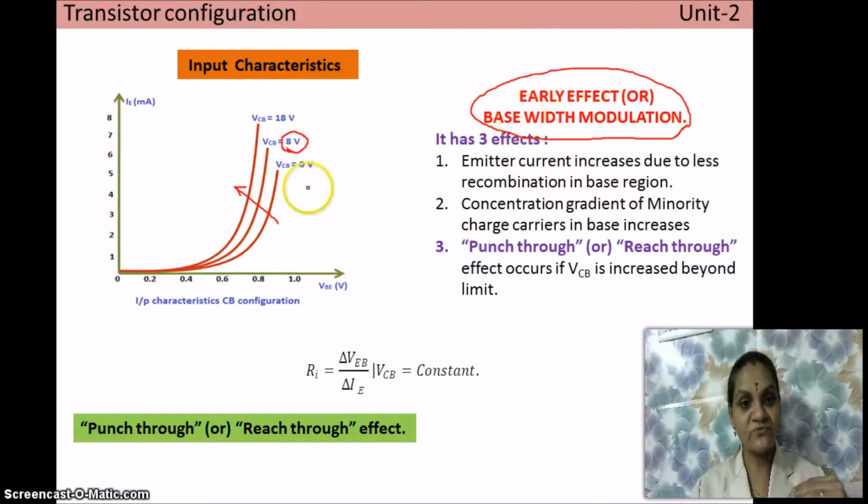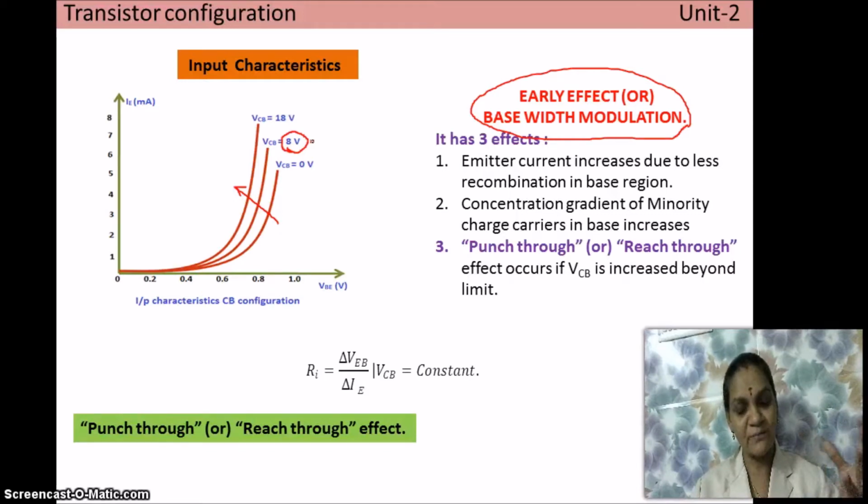So because of that, if we increase the reverse bias voltage, compared to the depletion layer existing for 0 volt, now for 8 volt the depletion layer increases on the base side. Once the depletion layer increases, the effective base area decreases, so the charge carriers in the base decrease. Only a smaller number of charge carriers in the base combine with the electrons emitted from the emitter, so base current decreases. As a result, emitter current increases.